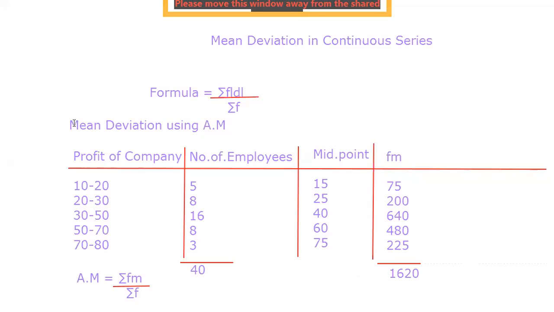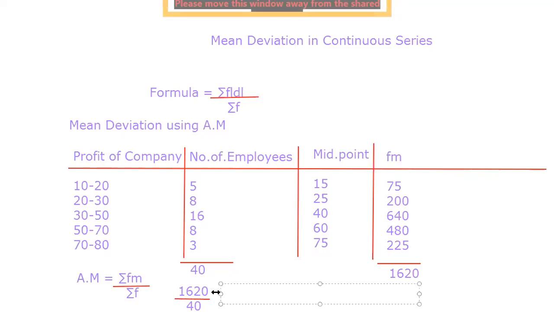Now we are discussing identifying mean deviation using arithmetic mean. So the very first step we need to identify is our arithmetic mean. As usual in a continuous series we use the same formula, sigma Fm by sigma F. So what is our arithmetic mean? That is 1620 divided by 40. So how much, Ms. Kavisi? 40.5, sir. 40.5 is our arithmetic mean.